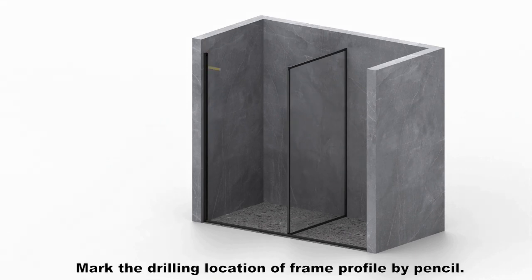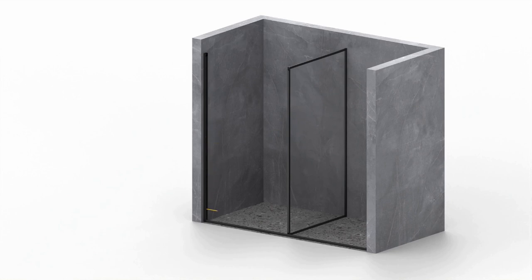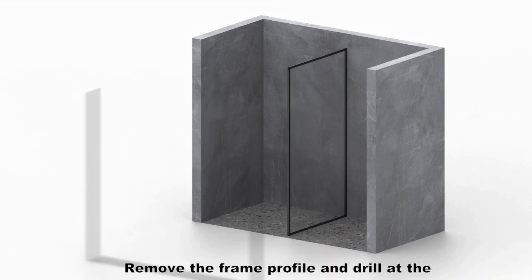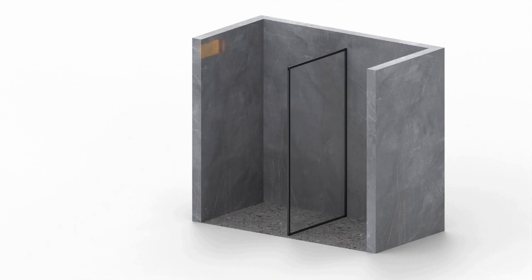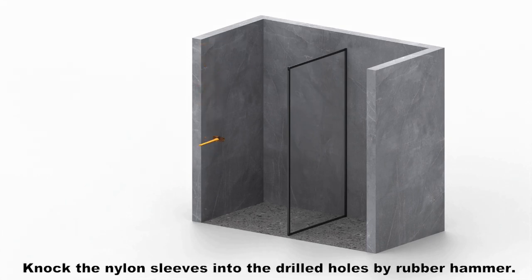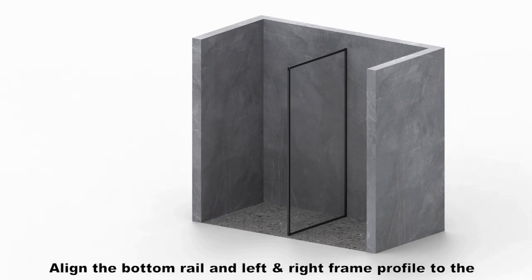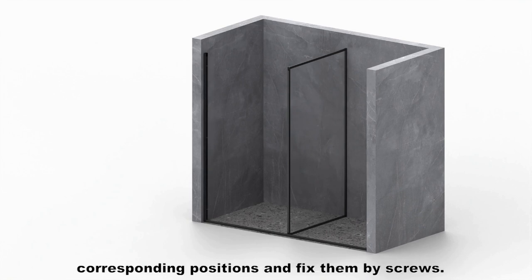Mark the drilling location of frame profile by pencil. Remove the frame profile and drill at the marked positions by impact drill. Knock the nylon sleeves into the drilled holes by rubber hammer. Align the bottom rail and left-right frame profile to the corresponding positions and fix them by screws.